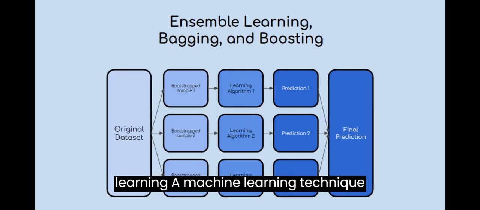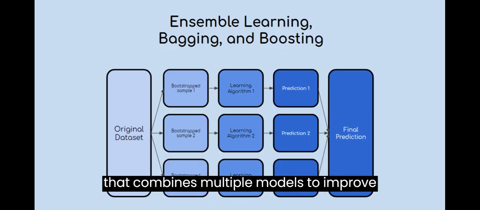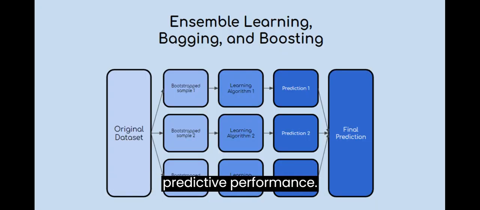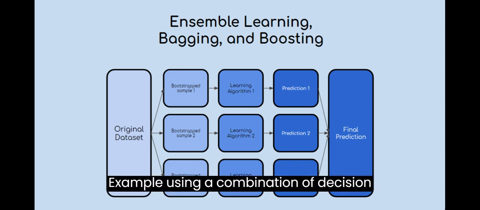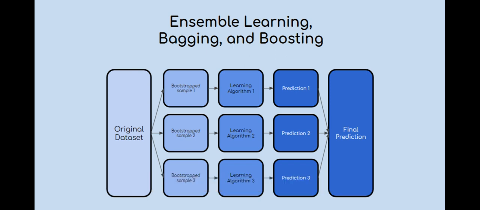Ensemble learning, a machine learning technique that combines multiple models to improve predictive performance. Example, using a combination of decision trees, random forests, and gradient boosting to make stock price predictions.